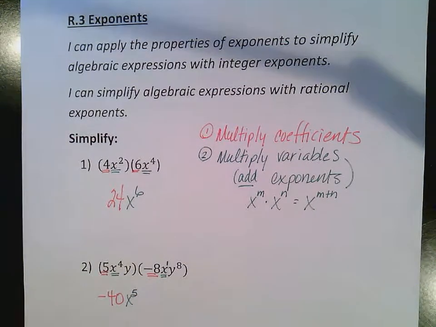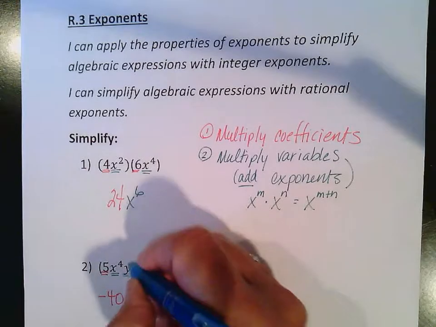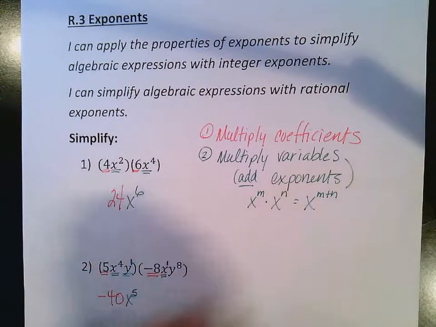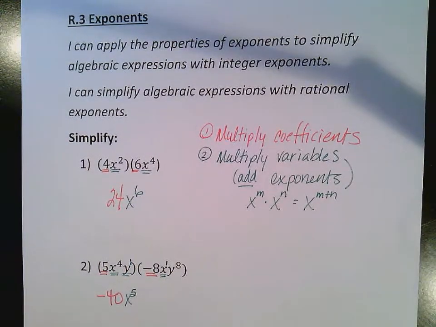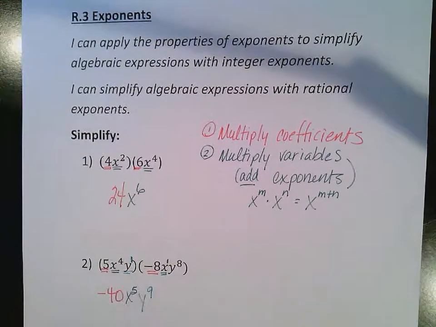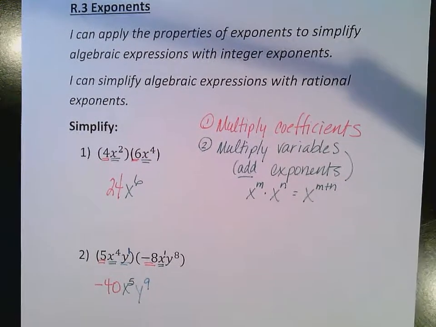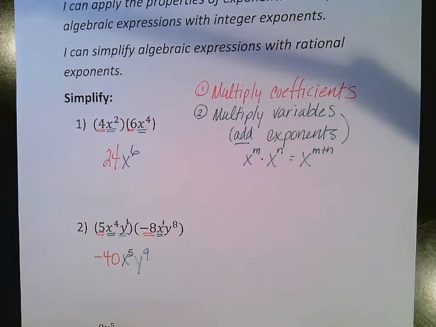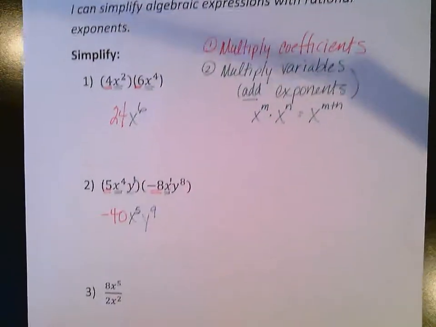And then I'm going to do the same thing with my y variable. There's no exponent on that variable, so we assume it's a 1. So I have y to the 1st and y to the 8th. If I add those, I have y to the 9th. So that's sort of our review of when we multiply terms: multiply the numbers in front, the coefficients, but you add the exponents on the variable.